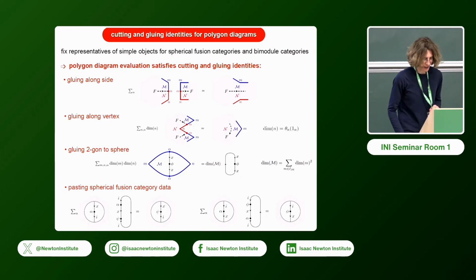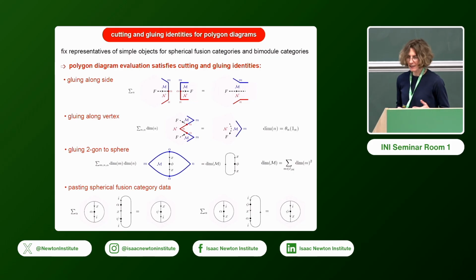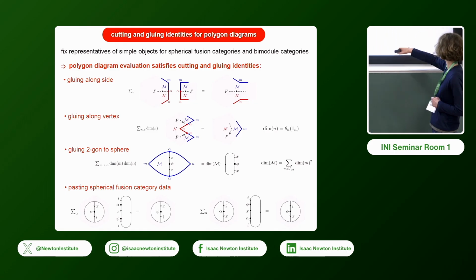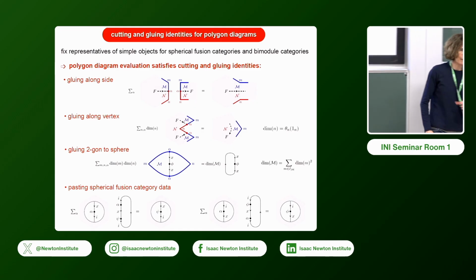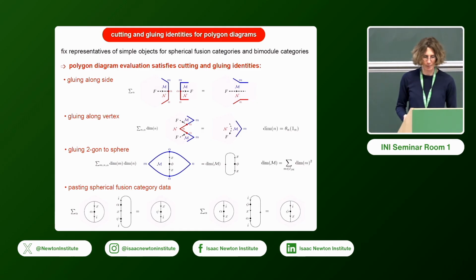So why is this important? These cutting and gluing identities are also used, for example, in topology to make up surfaces out of polygons. So this tells me how I can take polygons, glue their sides pairwise, and make out of this a surface. And this pasting of spherical fusion category data tells me how the surface will interact with the spherical fusion categories on the 2 sides of the surface.